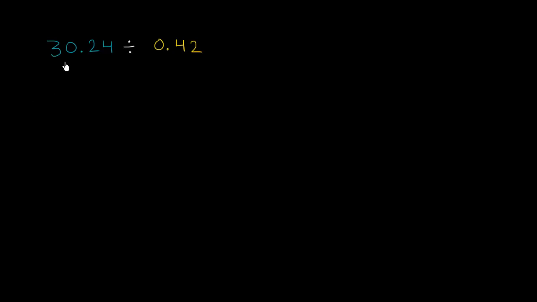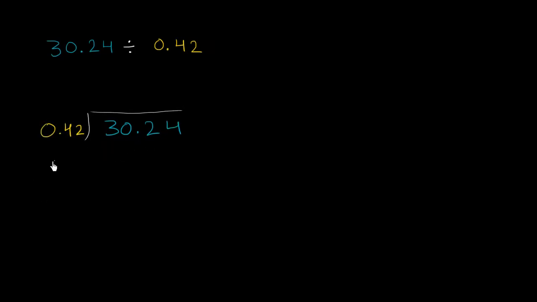Let's see if we can divide 30.24 by 0.42, and try pausing the video and solving it on your own before I work through it. So there's a couple of ways you could think about it. We could just write it as 30.24 divided by 0.42. But what do you do now?